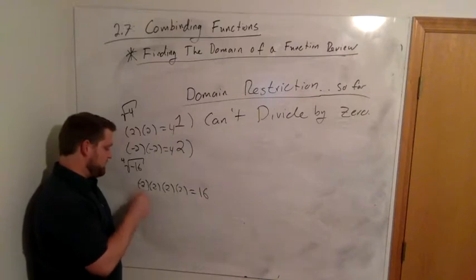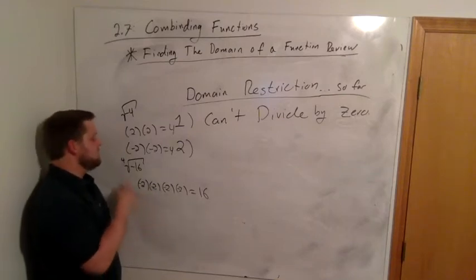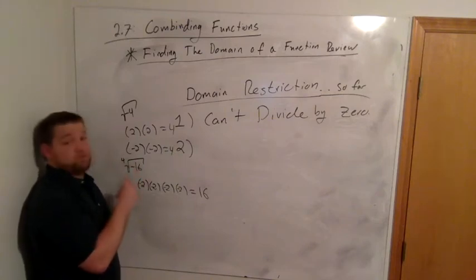And the same thing if I put negatives here. Negative 2 and negative 2 is a positive 4, times another negative 2 is a negative 8, times another negative 2 is a positive 16. So this is not a real number. I cannot take an even root of a negative.